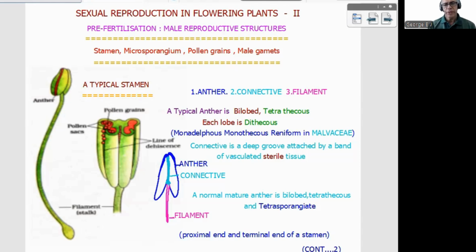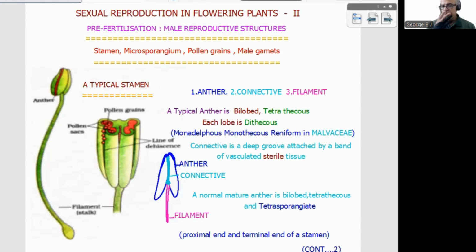Exceptions are there. Even though it is not mentioned in NCERT, family-wise it can be a question. Always you have to learn: monadelphous, monothecous, reniform anther is seen in Malvaceae. Now, when we look at the diagram, you can find a structure called connective. So what is this connective originally? Connective is a deep groove. It is attached by a band of vascularised, sterile tissue. The next term is important: sterile tissue. So connective is a deep groove attached by a band of vascularised sterile tissue.